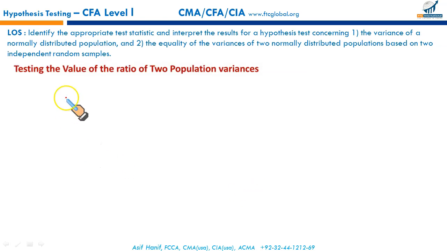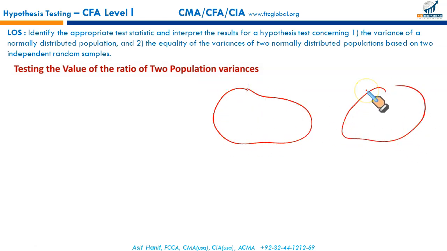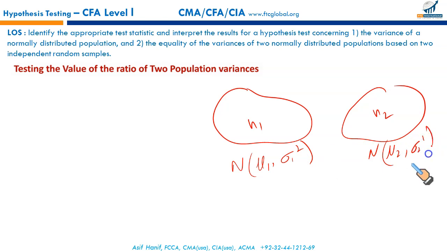Alright, next, testing the value of the ratio of two population variances. Compare two independent random samples of sizes n1 and n2, extracted from distributions with mu1 and variance 1, and the second one mu2 and variance 2. Let us say that we have the sample variances s1 squared and s2 squared.